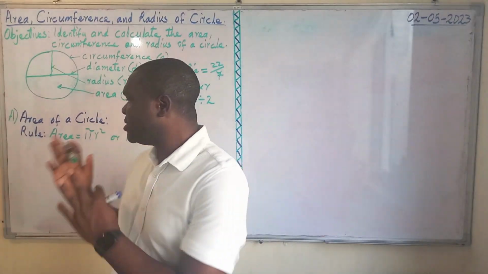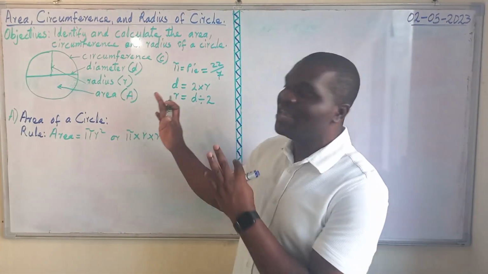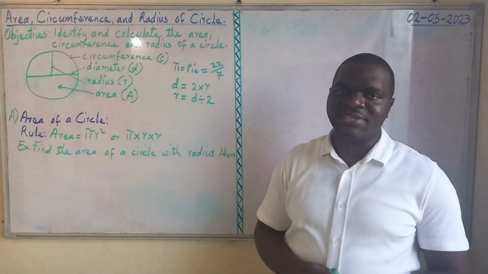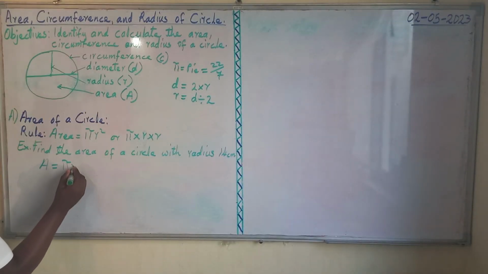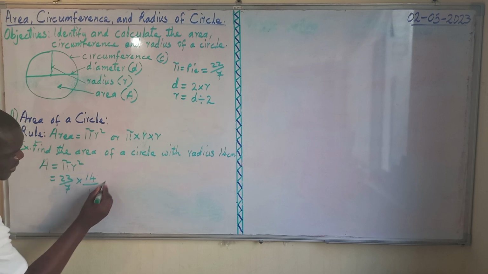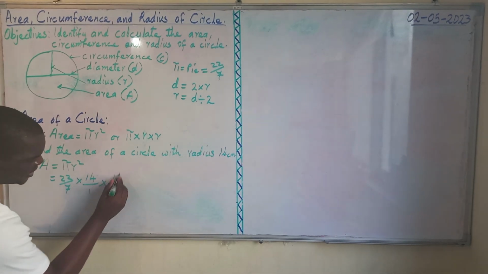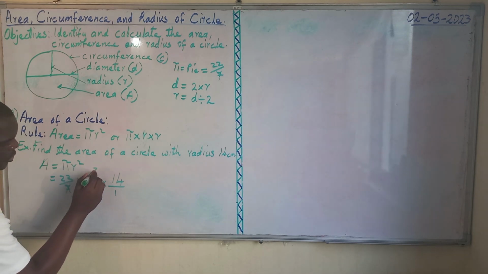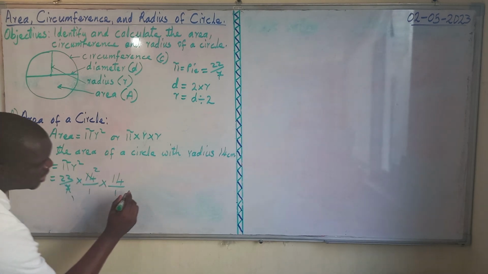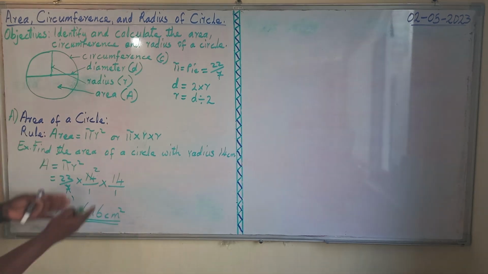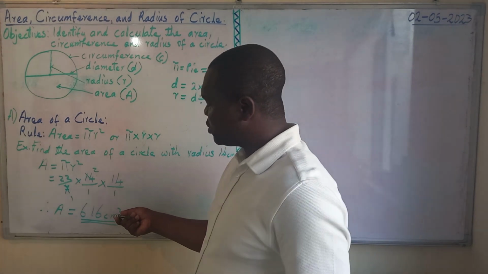Let's apply this rule in this example to see exactly what to do as far as area is concerned. Find the area of a circle with radius 14 centimeters. A is equal to pi radius squared. And if we want to substitute this, pi we know is 22 over 7 times the radius here given is 14 over 1 times another radius which is 14 over 1. 7 can divide itself 1 time and 7 can divide 14 2 times. 22 times 2 times 14 is going to give us 616 centimeters squared. We always remember that the units are in square centimeters.